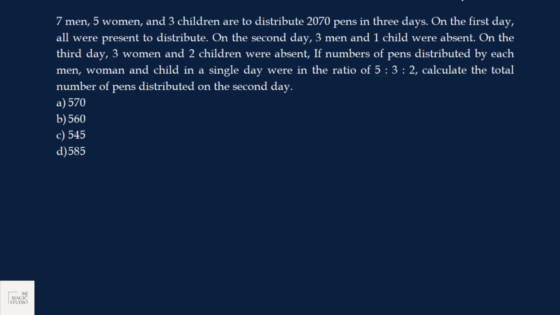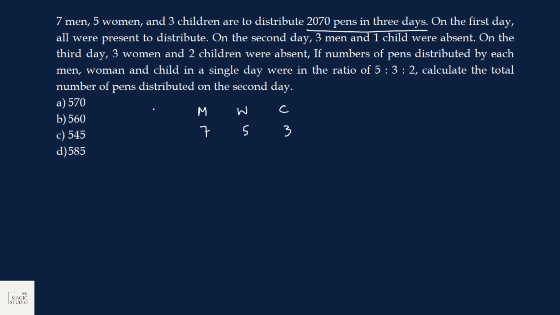A very good question from ratio and proportion, and a question is compulsory in the advanced section of TCS Digital; you will get a question from ratio and proportion. 7 men, 5 women and 3 children are to distribute 2070 pens in 3 days.